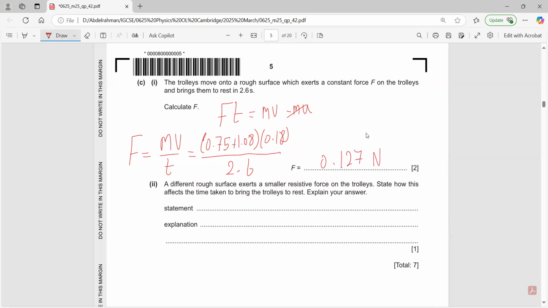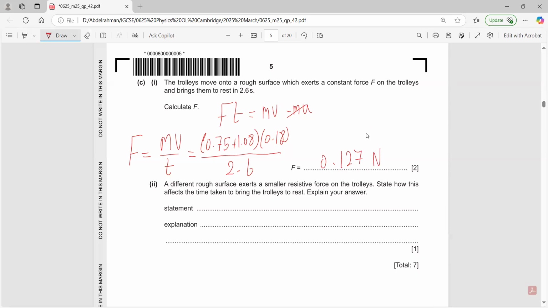That's definitely a very small force because they had too much time to stop, the masses are very small, and they are moving at a very slow speed.